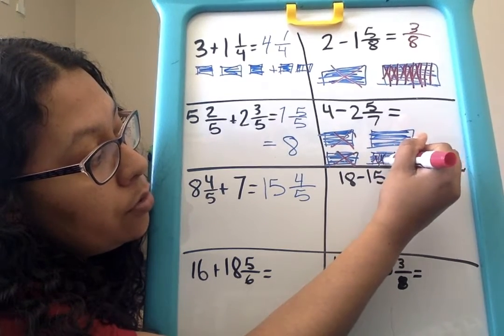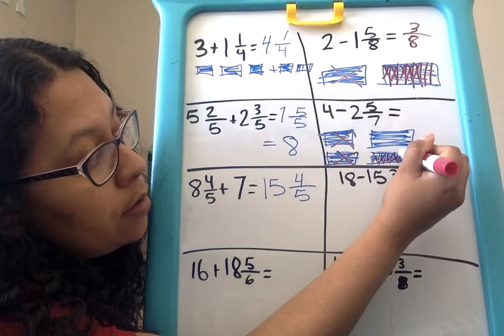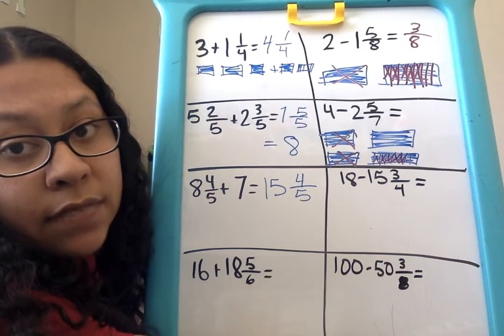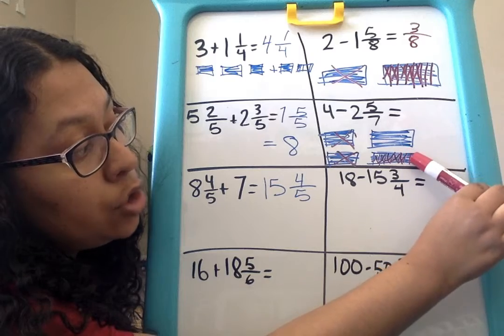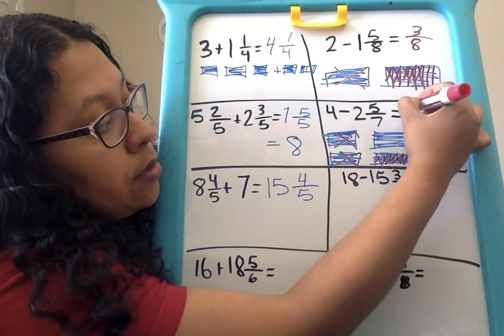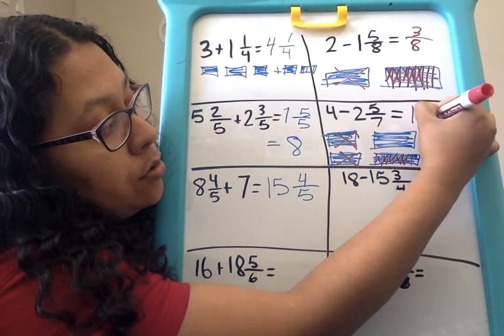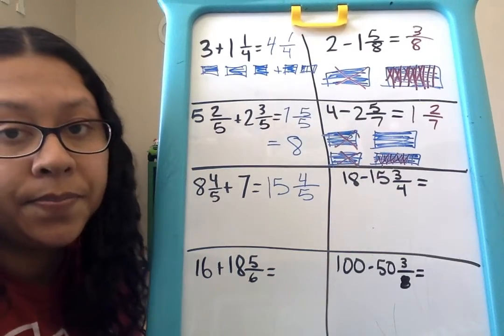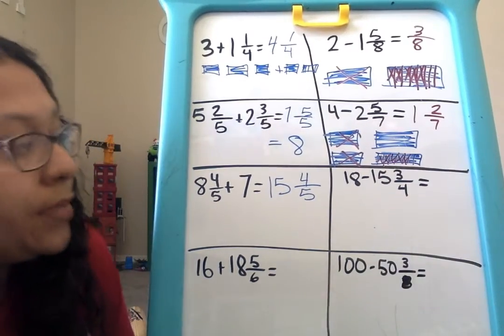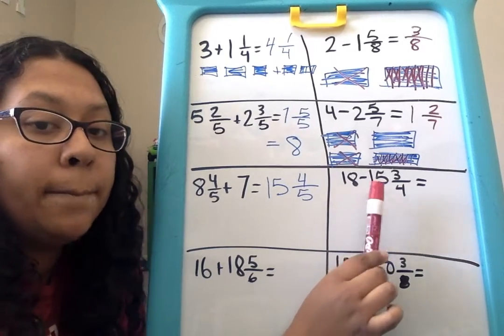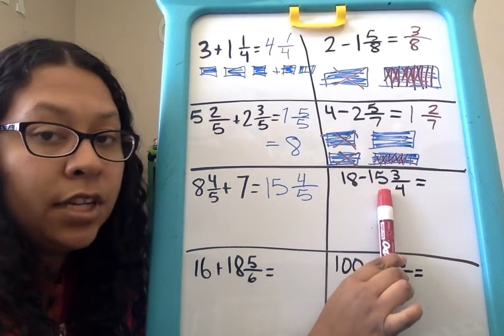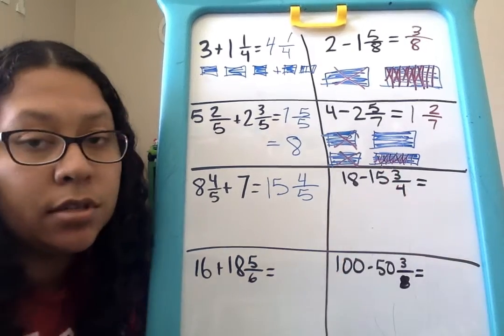1, 2, 3, 4, 5. So that gives us left over 1 hole and 1 2/7. So 1 and 2/7. Okay, next one. 18 holes minus 15 holes and 3/4.